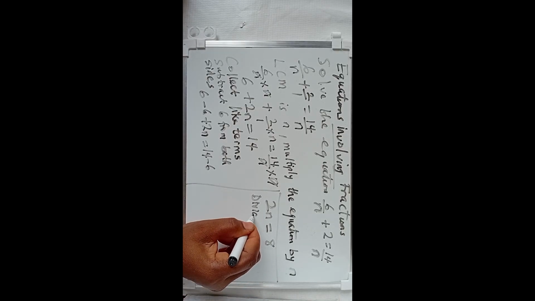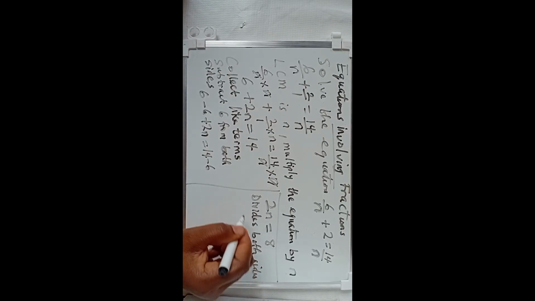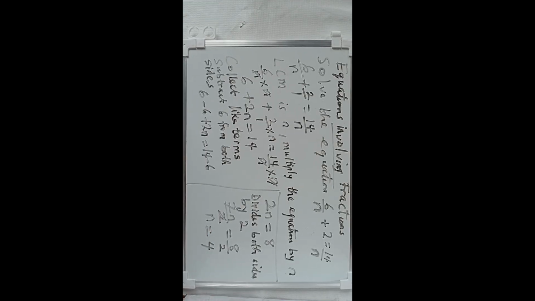Divide both sides by 2. So we have 2n over 2 equals 8 over 2. 2 cancels 2, n equals 4. 4 is the value of n that makes our equation true.